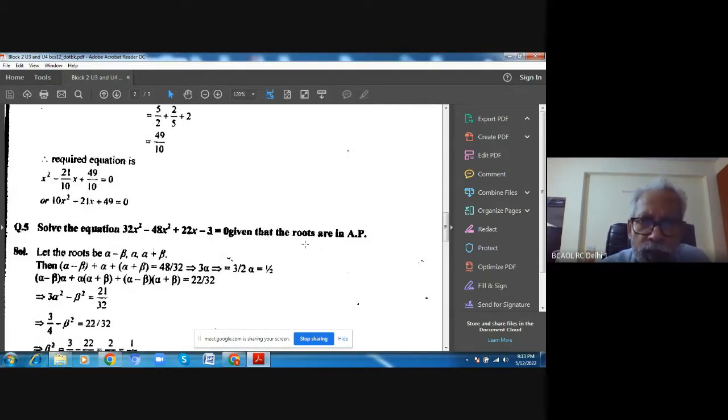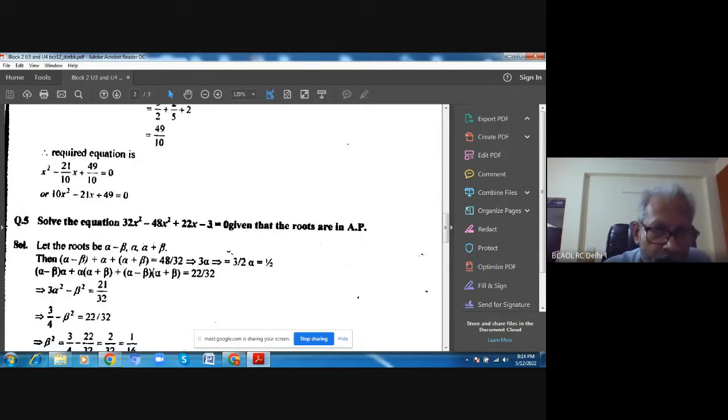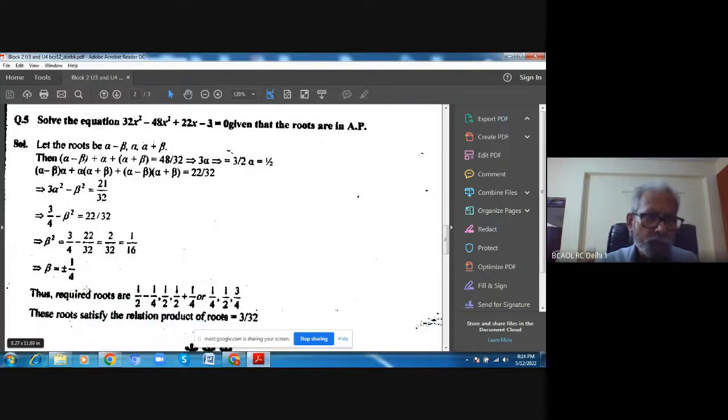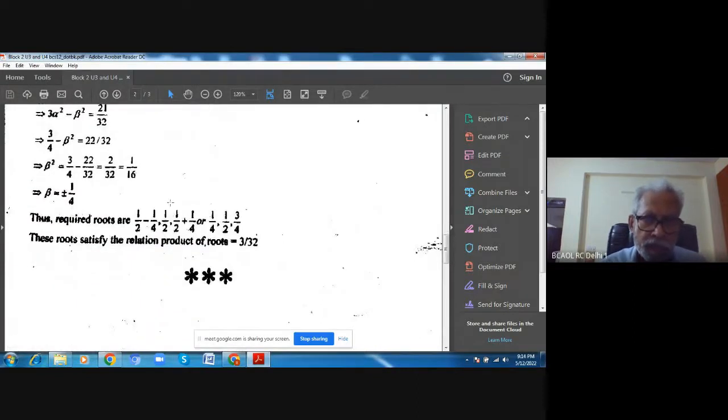Given that the roots are in AP, this type of question is coming. Just now I discussed, so you can do it accordingly in the AP form: alpha minus beta, alpha, then alpha plus beta. There are three things you have to take, and finally you put the value and give it in AP formation. The roots satisfy the relation between the product of this thing, 3 minus root 2.